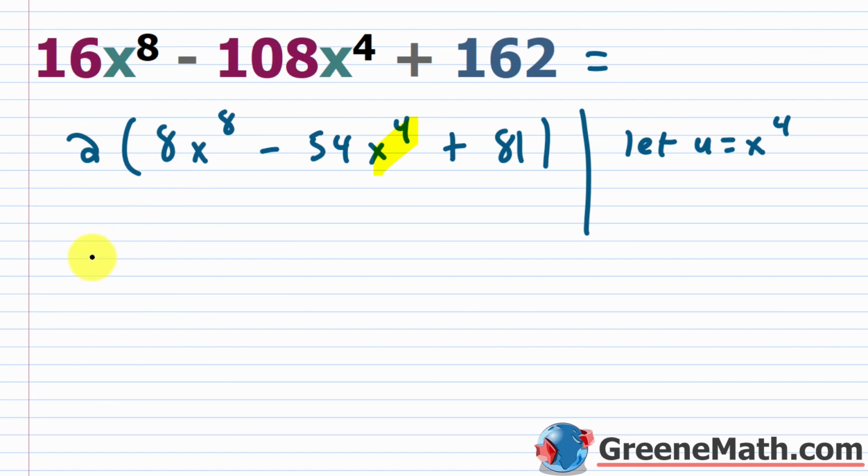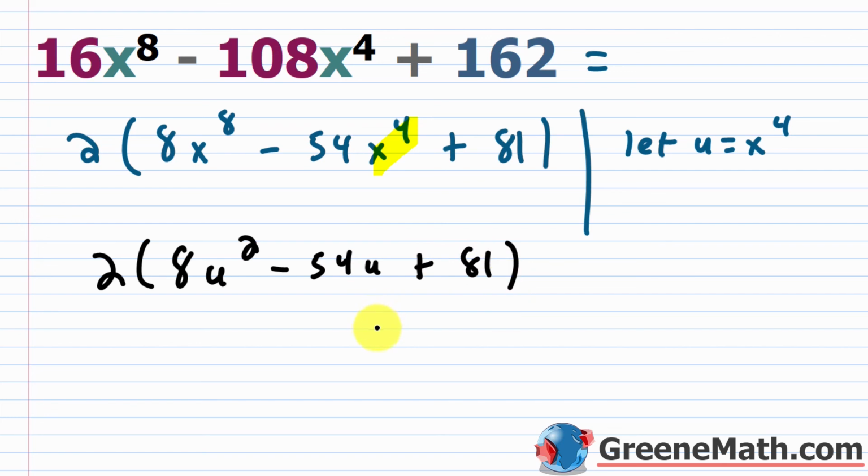Let me do this in black. So 2 times the quantity. We're going to go 8u squared minus 54u, and then plus 81. And again, all I'm doing is plugging in a u everywhere there's x to the 4th power. This x to the 8th power could be written as x to the 4th power being squared. Let me get rid of that highlighting there.